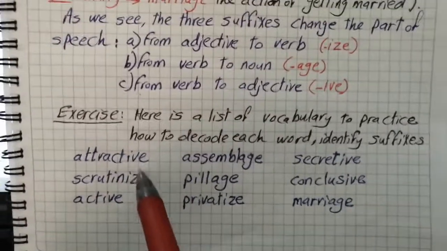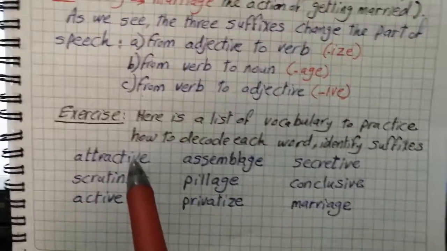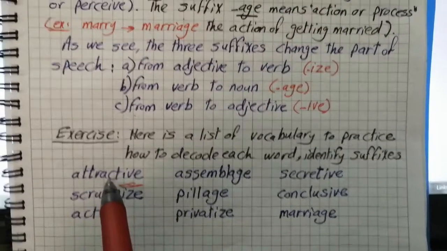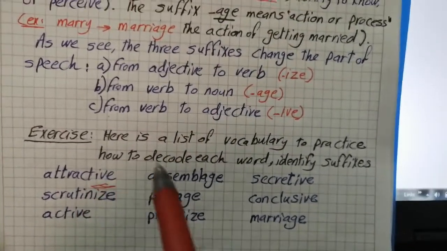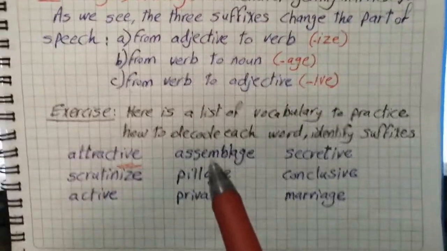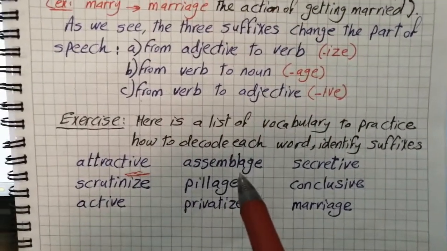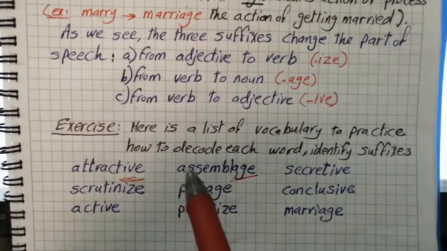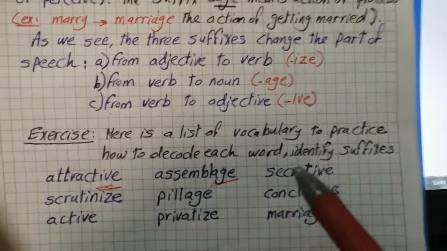The first word, attractive. Try to think. Yes, wonderful. The suffix here is IVE, and the base word is attract, from a verb, attract, into an adjective, attractive. Second word, assemblage. Identify the suffix. Yes, here I have AGE. The base word is assemble, and the noun assemblage means to gather in one place.